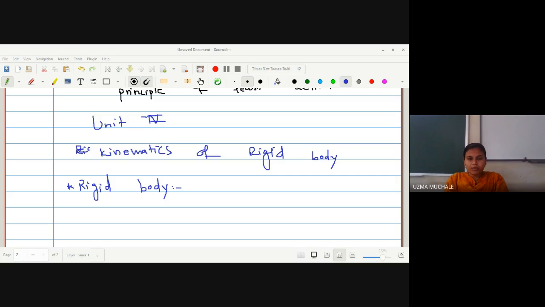If you are having any doubt related to the first, second, or third unit, you can ask. In the next lecture onwards, we will start with the next unit, that is kinematics of the rigid body.